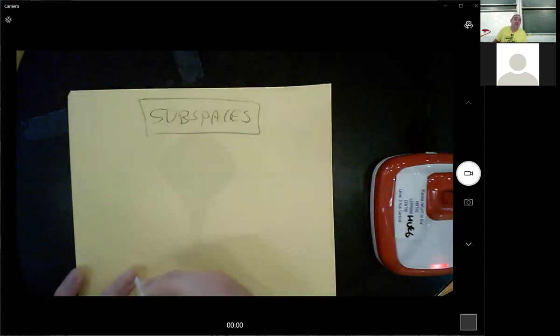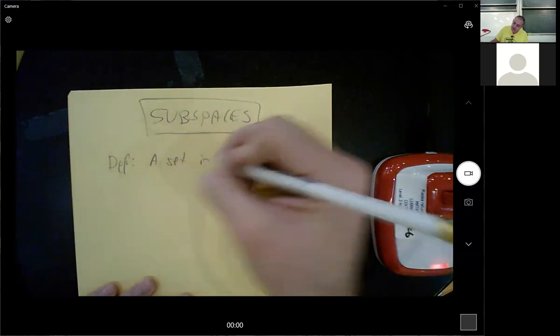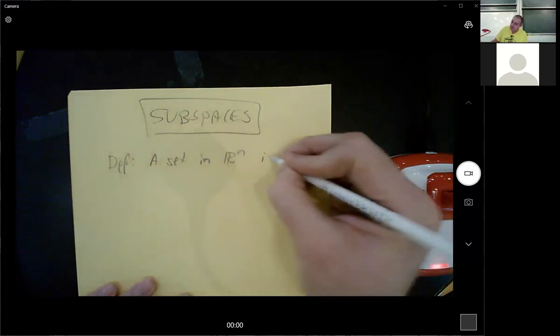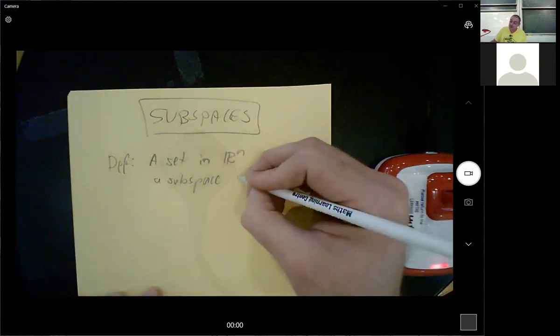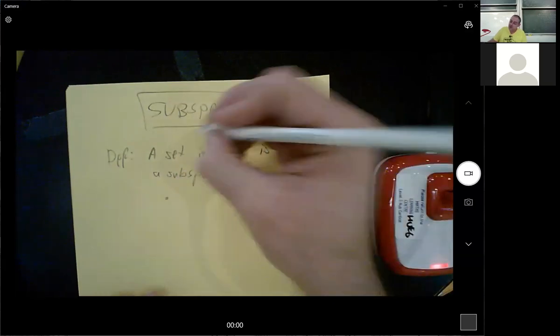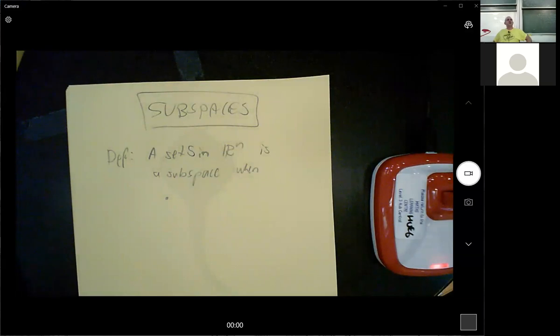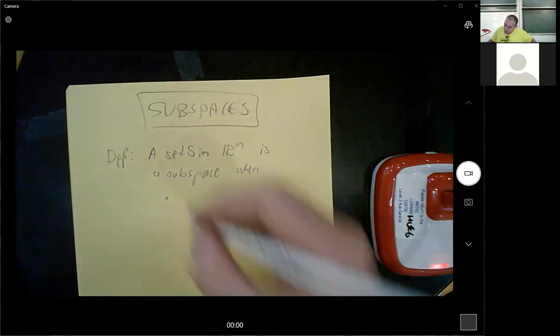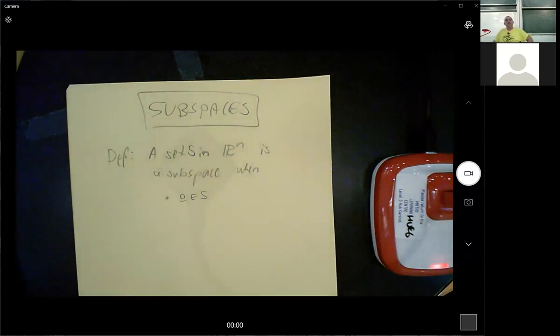But we do need a definition. So the definition is: a set in R^n is a subspace when, I should give the set a name, I shall call it S. I believe it's traditional to call it W, but it's in there now. The zero vector is in the set. That's the first thing. Technically, you don't need to check that the zero vector's in, you just need to check that it has at least one vector, and then the zero vector will be in there for free.